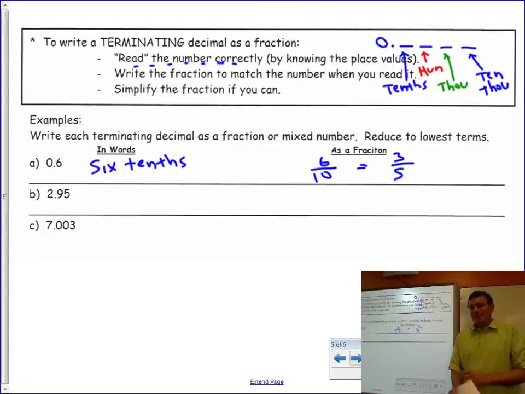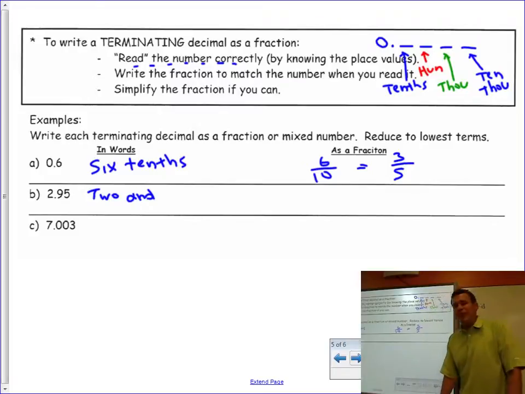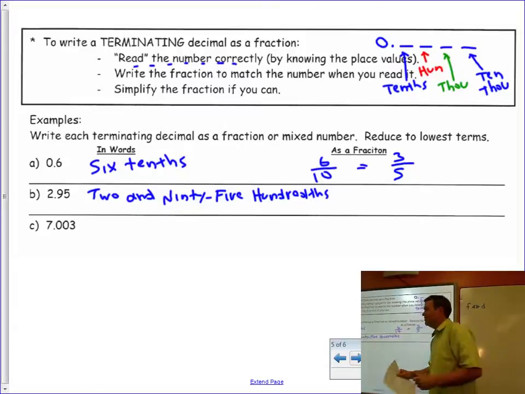The second problem is going to be a mixed number because it's got a number to the left of the decimal and to the right of the decimal. To write it in words, it would be 2. Now, do you know how to read a decimal point? Do you know what word stands for the decimal point? It's the word and. This is 2 and, let's see, it goes 2 decimal spots. 2 decimal spots ends in the hundredths spot. So this would be some number of hundredths. In this case, it would be 95 hundredths.